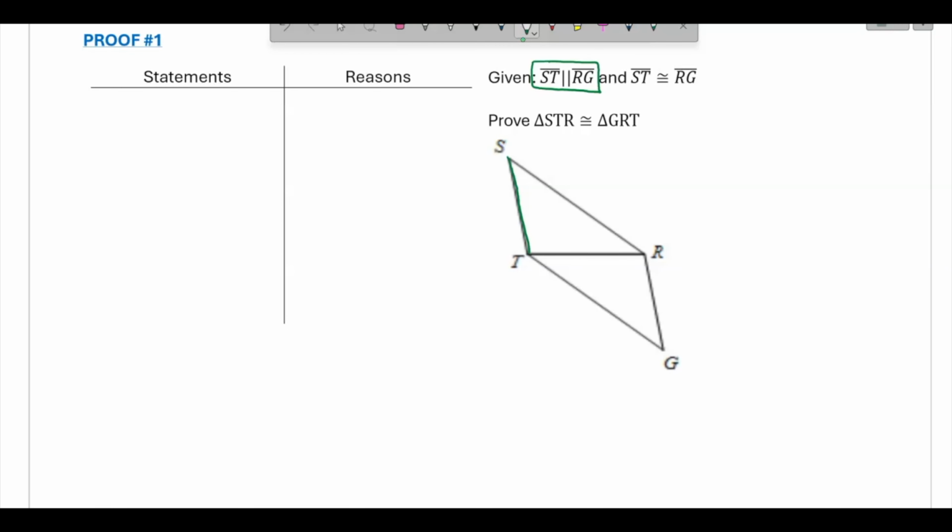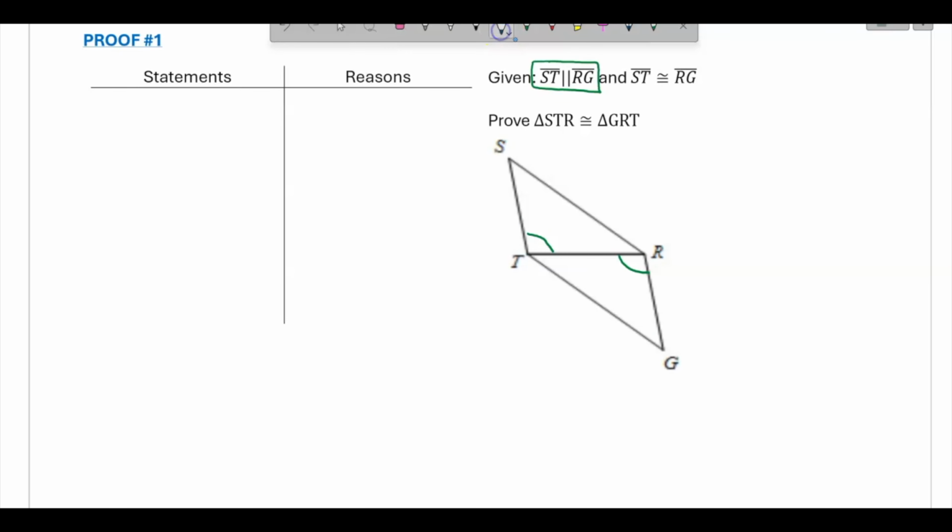So we have ST and RG, and I use, again, the arrow symbols to not state that they're congruent per se, but to show that they are parallel. These two parallel lines are connected by TR, so that means I can use alternate interior angles, in particular, angle STR and angle TRG. So that's what I use my parallel lines for. Now let's erase that, and let's move on to the next one.